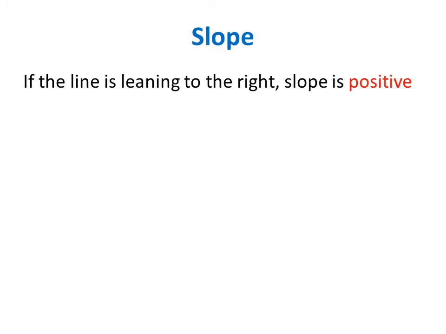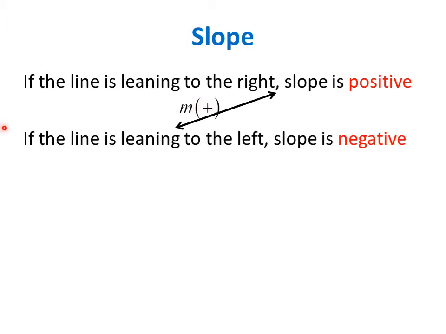Now let's consider 4 cases of slope. If the line is leaning to the right, the slope of the line is positive. So this line is leaning to the right. Therefore, its slope is positive. If the line is leaning to the left, the slope is negative. This line is leaning to the left, so its slope is negative.